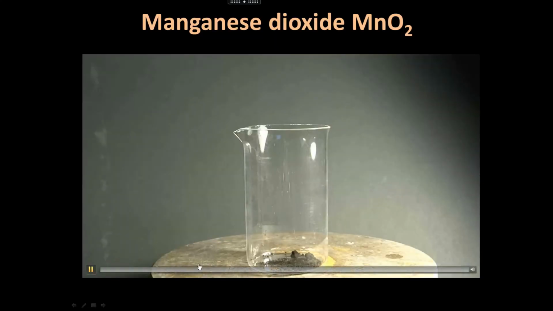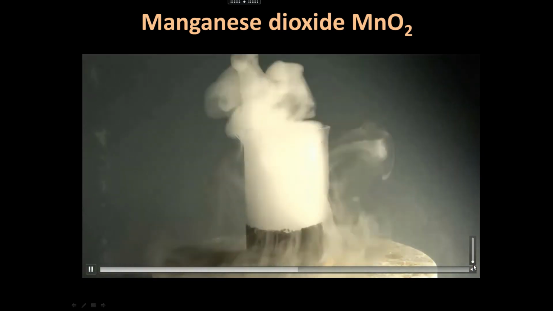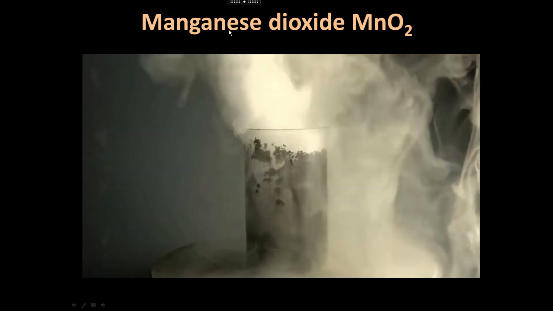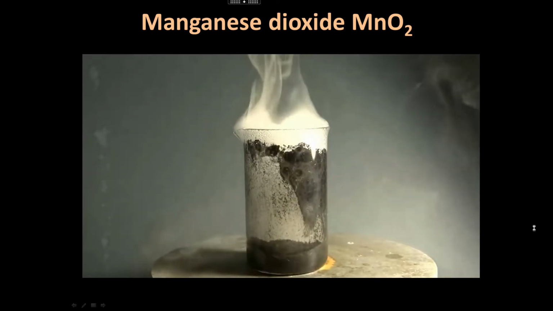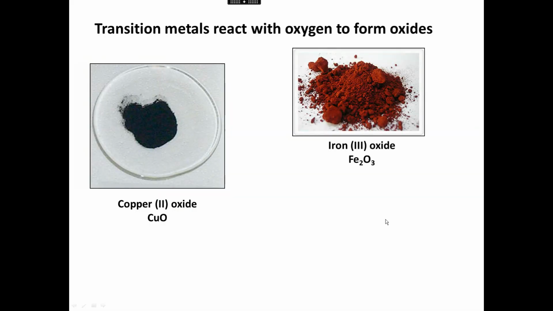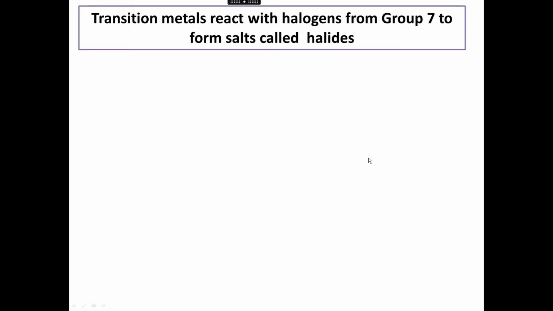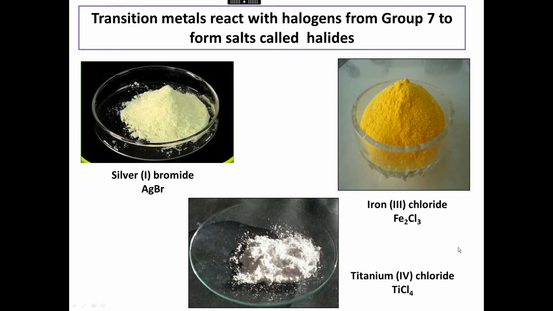I think we had a quick look at this video in lesson 2, where manganese dioxide speeds up the decomposition of hydrogen peroxide. So manganese is a transition metal element. Here it's in a compound, manganese dioxide, but it still makes a good catalyst. They react with oxygen to form oxides, as we looked at last lesson in lesson 3. There's another chemical property. Transition metals react with oxygen to form oxides. They also react with halogens from group 7 to form salts called halides. So this was the subject of last lesson.